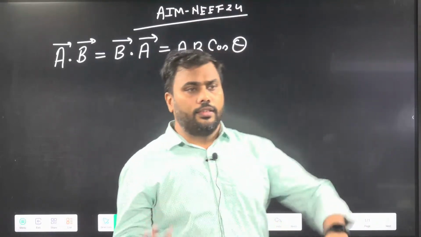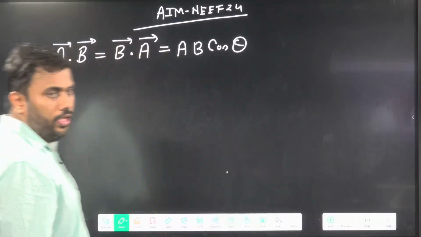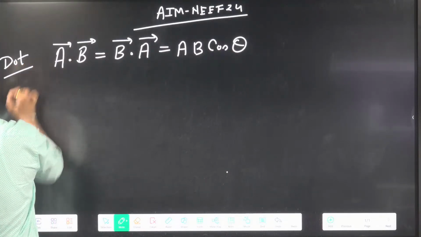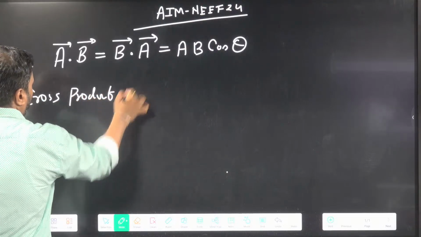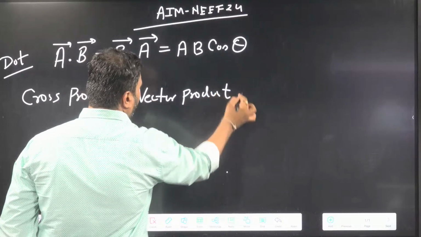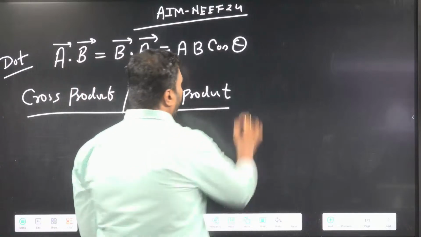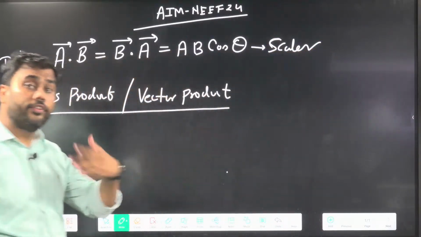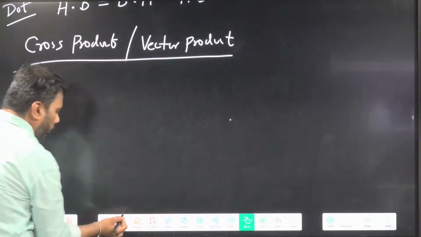Is it clear? Okay. So now today we will start cross product. This was dot product. Now we will start cross product. Cross product is also called vector product. The value of dot product is a scalar. But the value of cross product gives you a vector. That's why the name is also vector product.